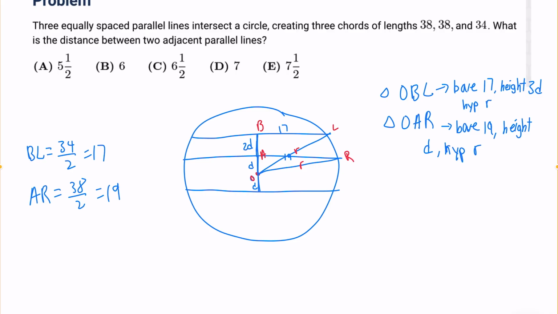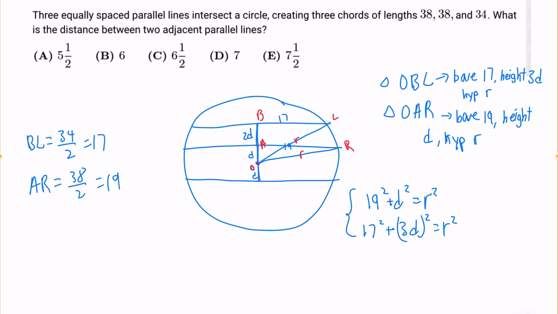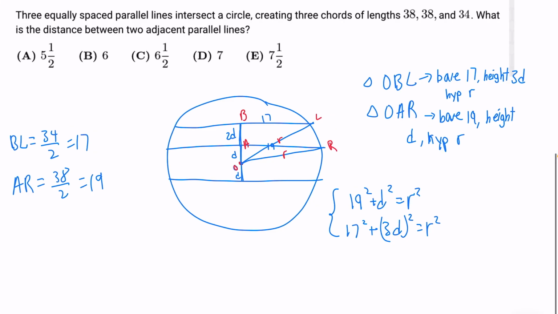So then we can use the Pythagorean theorem to create a system of equations. So we have 19 squared plus D squared is equal to R squared, and then 17 squared plus 3D squared is R squared. Now we can just solve for the system of equations. We can solve for D, and that'll be the answer. That'll be the distance between the two adjacent parallel lines. I'm going to subtract these two equations.